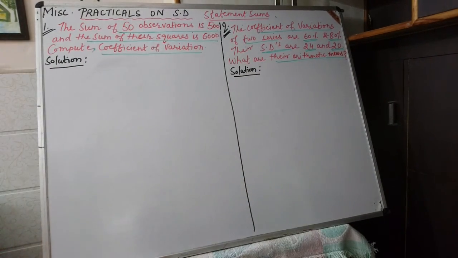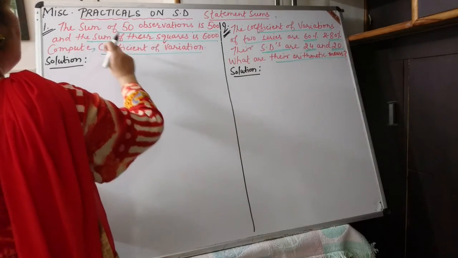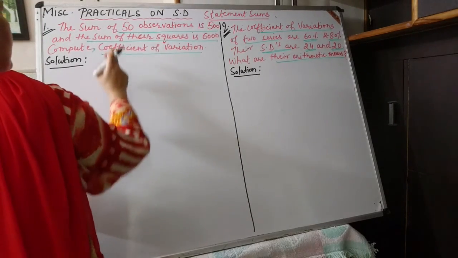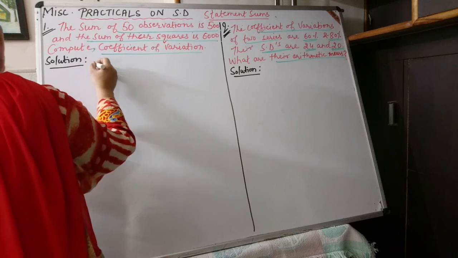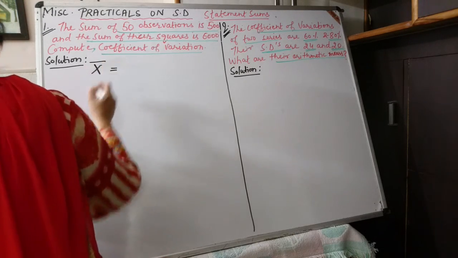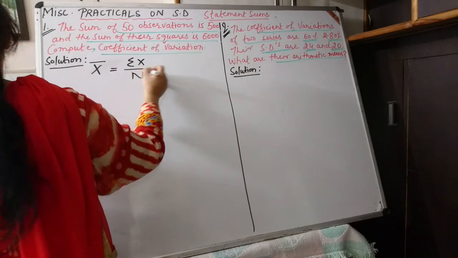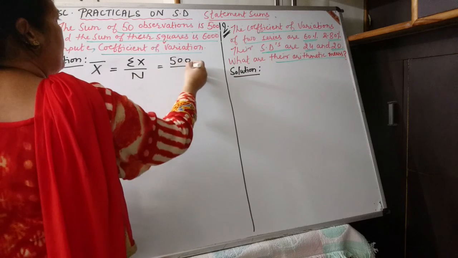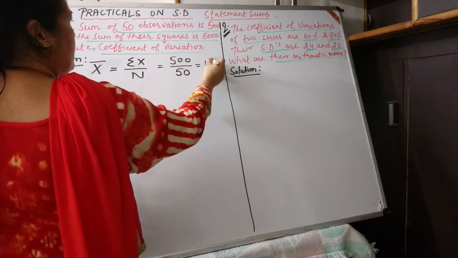In the first sum, we have to calculate the coefficient of variation. The values are: the sum of 50 observations is 500 and the sum of their squares is 6000. So for the solution, let us first calculate the arithmetic mean, which is equal to sigma x divided by n. Sigma x is 500 for 50 observations. It means the arithmetic mean is 10.